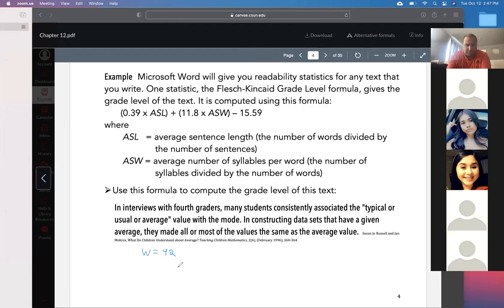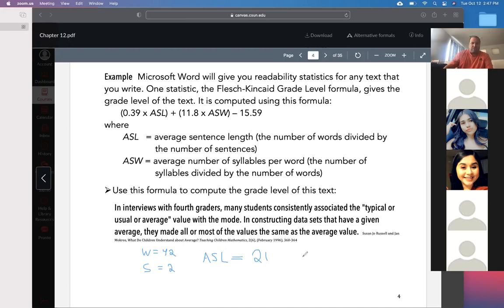How many sentences are there? 2. This one's a little easier. There's 2 sentences. So what is the ASL? What's the ASL? 21. It is the number of words divided by the number of sentences. In other words, the average sentence length is 21 words per sentence.